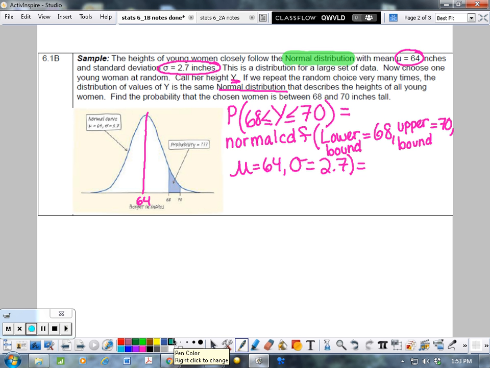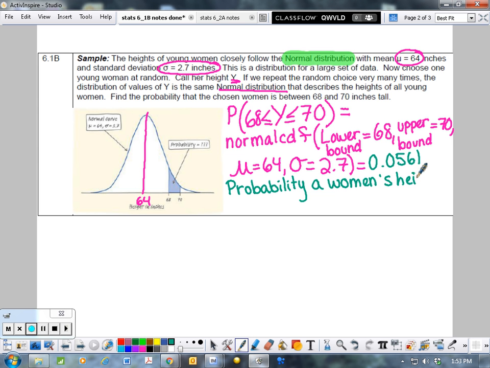So on that, we get a value of 0.0561. And we have to practice interpreting what this means. The probability a woman's height, that's what we're talking about, is between 68 and 70 inches is about 5.61%. And that's it.